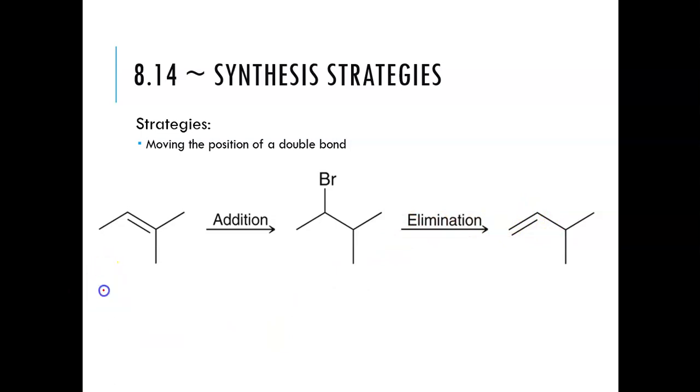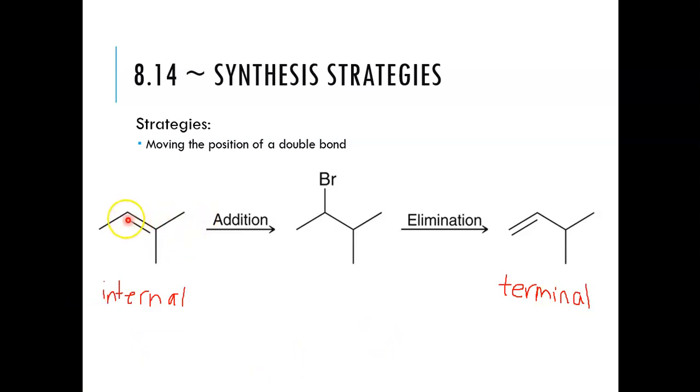Just to add some language to this, this is called an internal double bond, which makes sense. It's in the middle of the structure. And then this one is called a terminal double bond. I think I've used that word before, but haven't properly defined it for us. So they're just words to describe where a double bond is located.